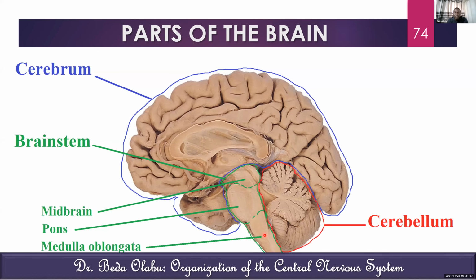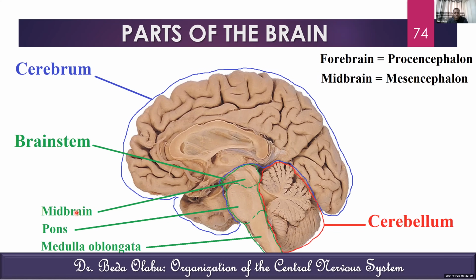There's another naming system that you need to be familiar with, which recognizes the brain in terms of forebrain, midbrain, and hindbrain. This classification is largely embryological, but it's very important that you also know about it. So when we talk of forebrain, we are in particular referring to the cerebrum. So the cerebrum is the forebrain. And the other name given to the forebrain is prosencephalon. And then we have the midbrain. The midbrain we talked about here as part of the brainstem is the same midbrain we're talking about here. And the other name given to the midbrain is mesencephalon.